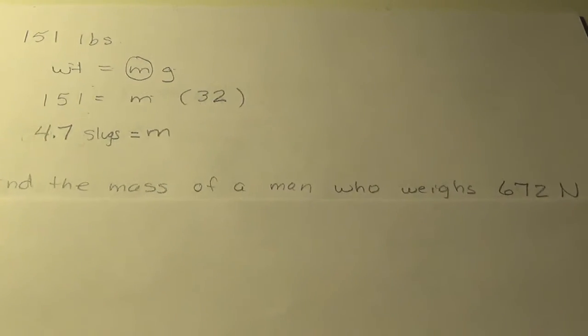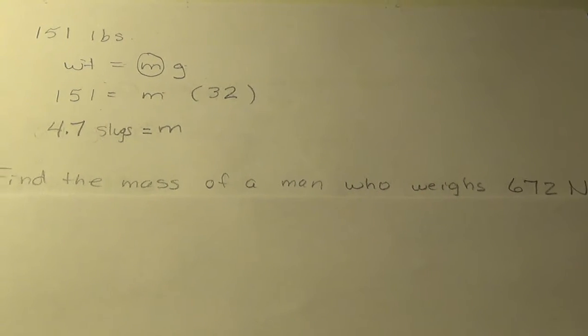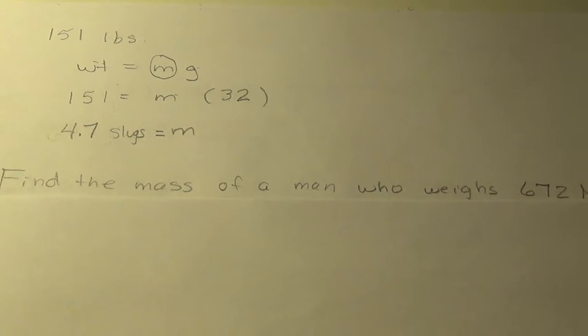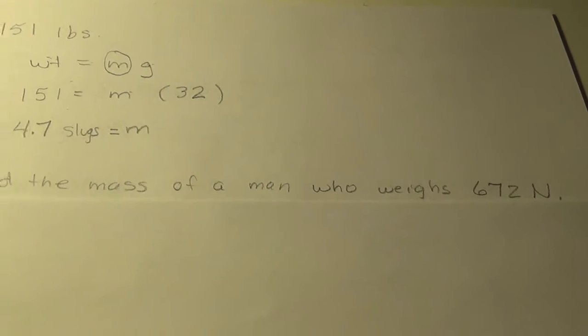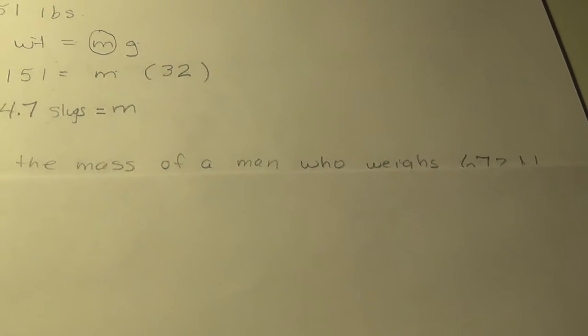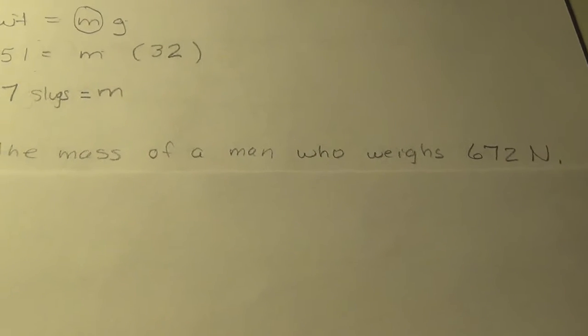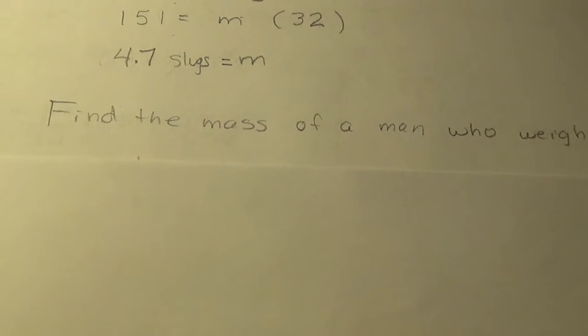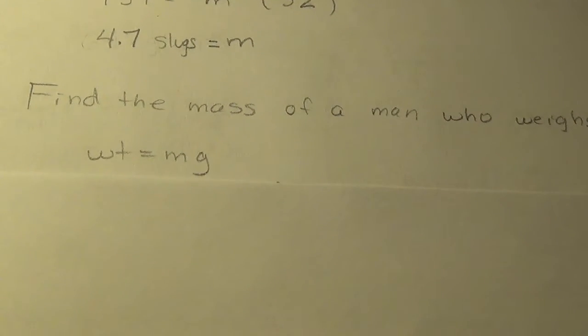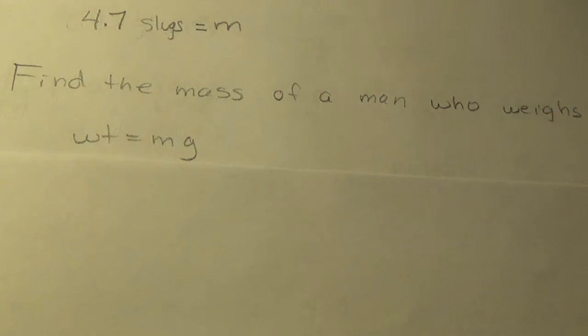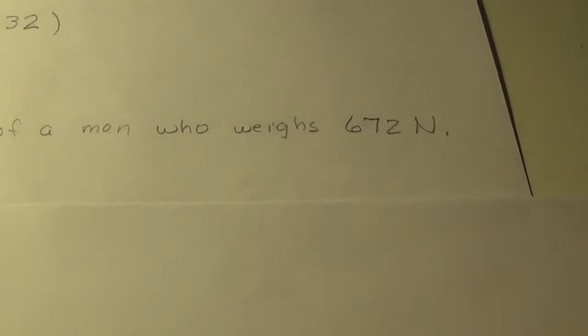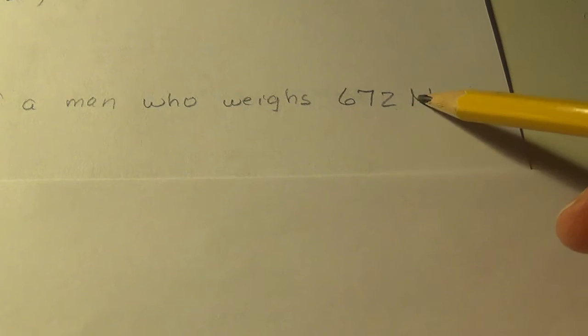Alright, let's find the mass of a man who weighs 672 newtons. Alright, so similar process, it's just that we're working on the metric system now. So I'm going to pull out the units, the formula weight equals mg. So the mass of the man who weighs 672 newtons.